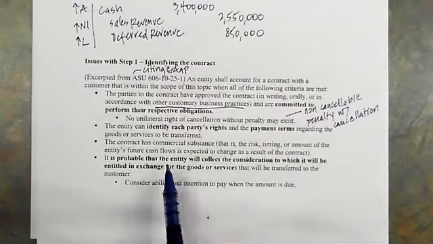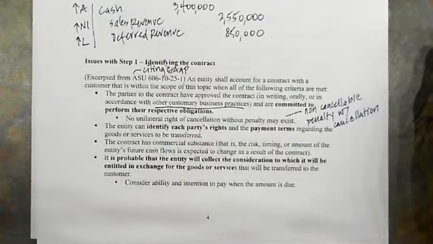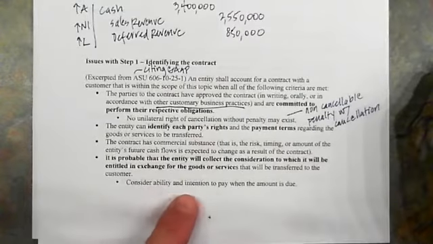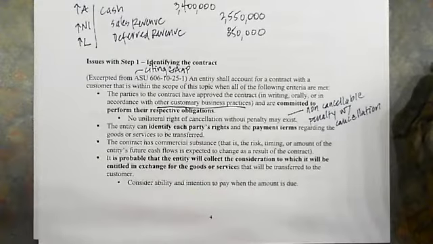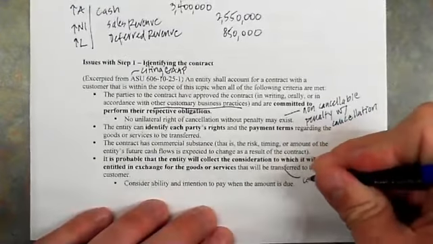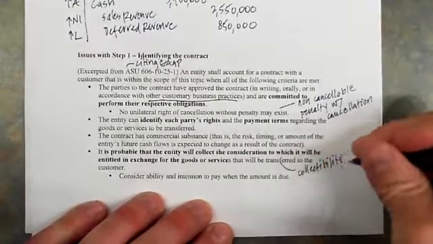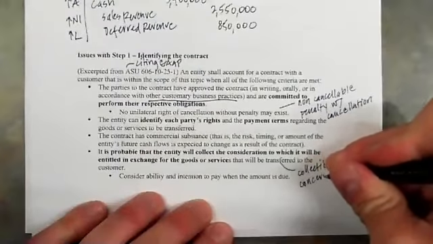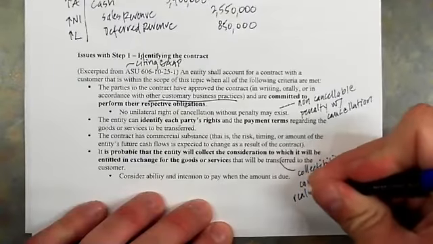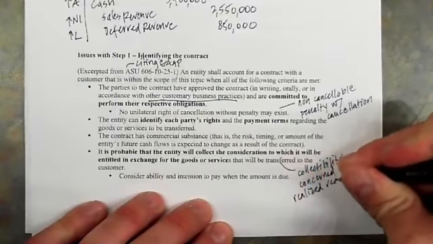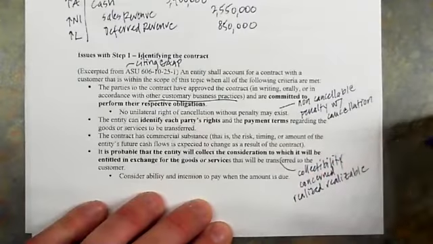It is probable, and a little bit when we talk about very specialized types of transactions, like bill and hold transactions. And then it is probable that the entity will collect consideration to which it is entitled. So we have to consider the intention and the ability to pay when the amount is due. So this collectability concern sort of harkens back to the realized or realizable. Are we entitled to an asset? Will we get an asset for providing goods and services?